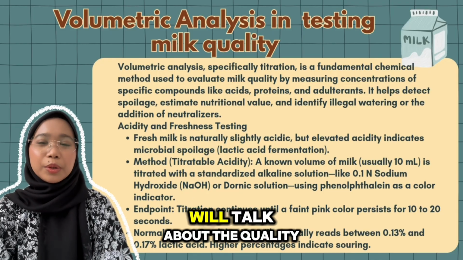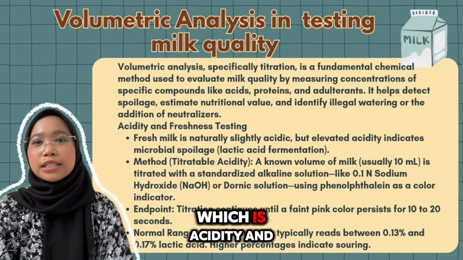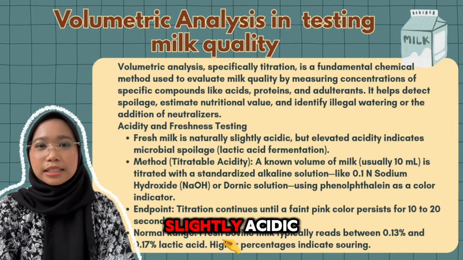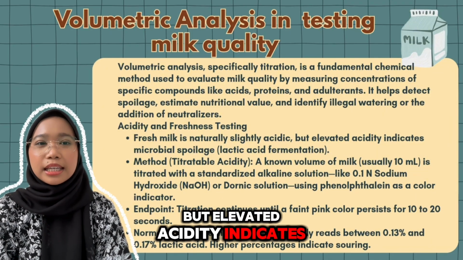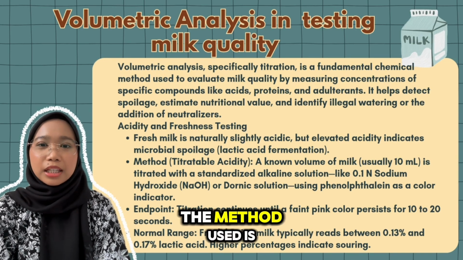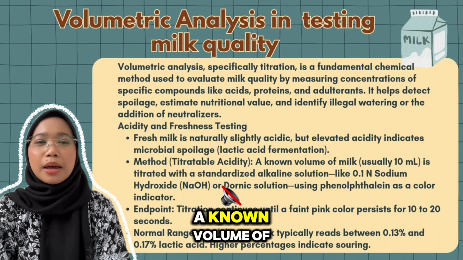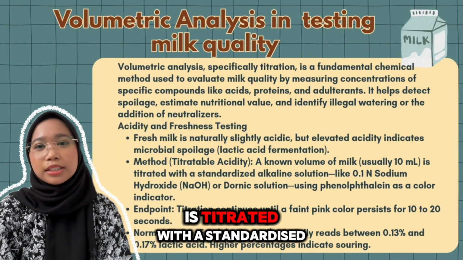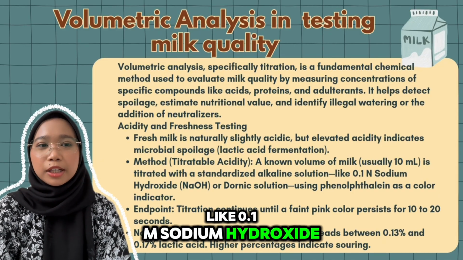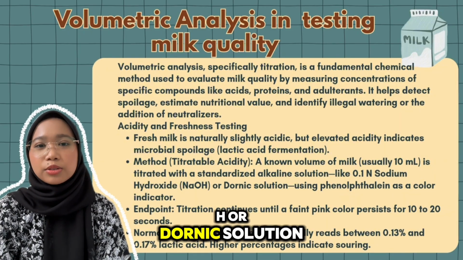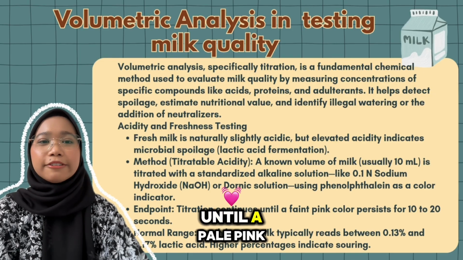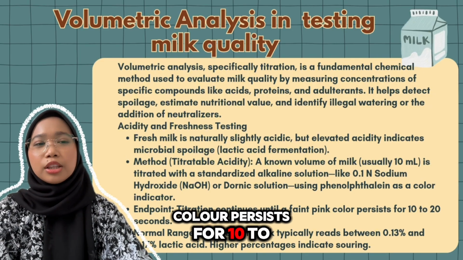In this video, we will talk about the quality in milk, which is acidity and freshness. Fresh milk is naturally slightly acidic, but elevated acidity indicates microbial spoilage, which is lactic acid fermentation. The method used is titratable acidity. A known volume of milk, usually 10 ml, is titrated with a standardized alkaline solution like 0.1 N sodium hydroxide, NaOH, or Dornic solution, using phenolphthalein as a color indicator. Endpoint: titration continues until a faint pink color persists for 10 to 20 seconds.